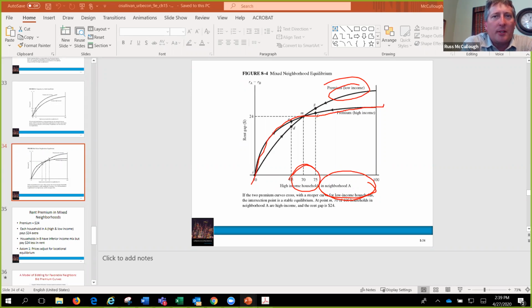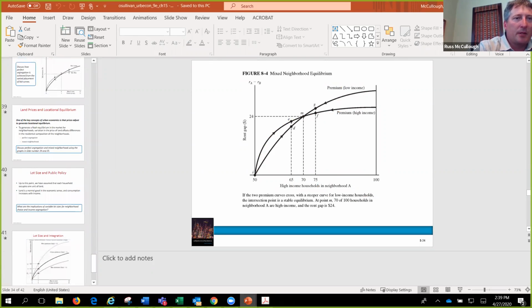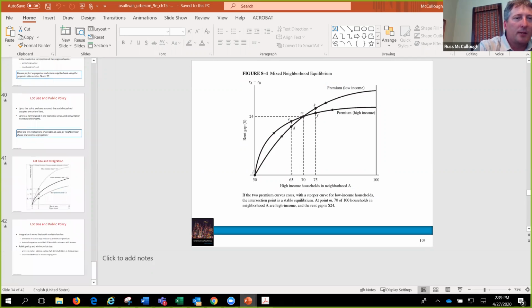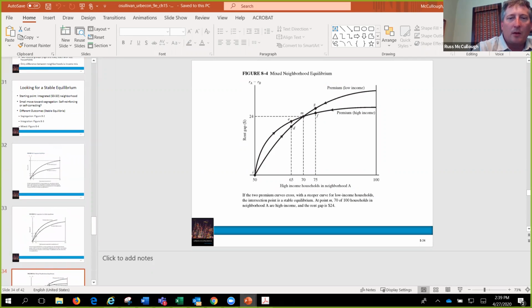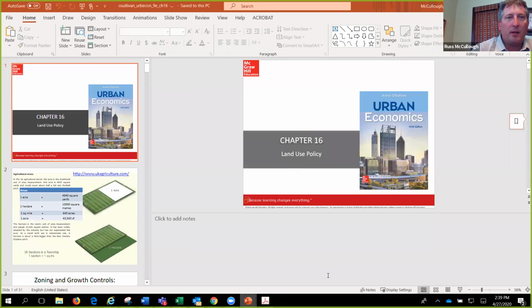Okay, any other questions? All right, moving along. Let's see, I think that was pretty much it for that one. It's kind of the main model there. Land use.